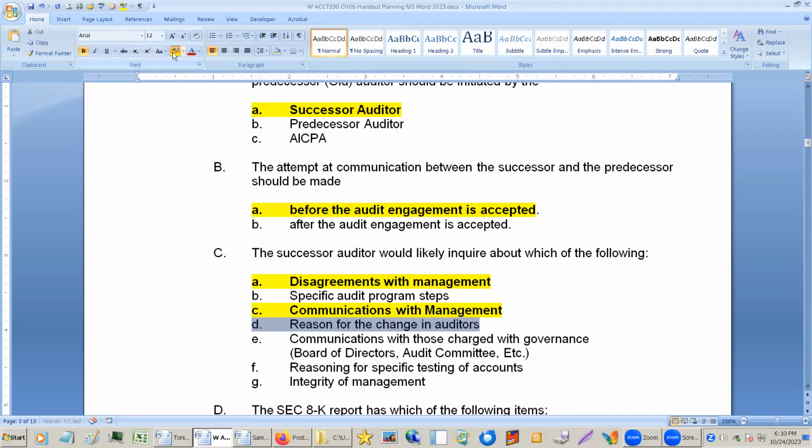It's yes, by the way, but this is not on the 8K. Even for a publicly traded company, this is not going to be on the 8K report. The reason for the change in auditors is not going to be on the 8K. The 8K does not ask why you are changing the auditor. You're just telling them you're changing it, and who the new auditor is. That's all that's going on when you file the 8K. You don't get a reason. So even if it's a publicly traded company, you can't find the reason for the change on the 8K.